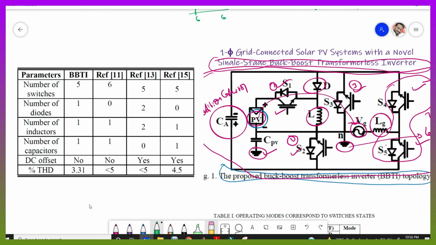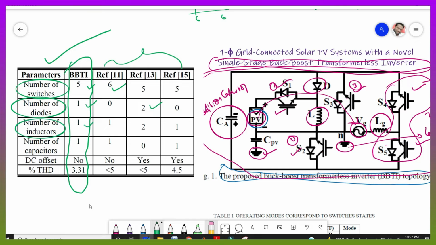Okay. Now this table shows the comparison between our proposed buck-boost transformerless inverter and other projects. Here in our project we are using 5 switches, but conventional projects use 6 switches. So we have fewer switches, right? And we use only 1 diode, but other projects use 2 diodes. We use only 1 inductor, and some other projects use 2, and we use only 1 capacitor. Okay, others also use the same thing, but we don't have the DC offset, and others have a DC offset. That is the drawback of others, and our advantage is we don't have the DC offset.